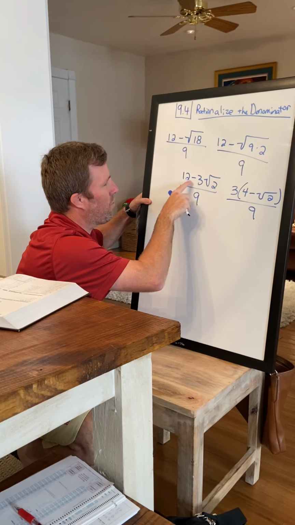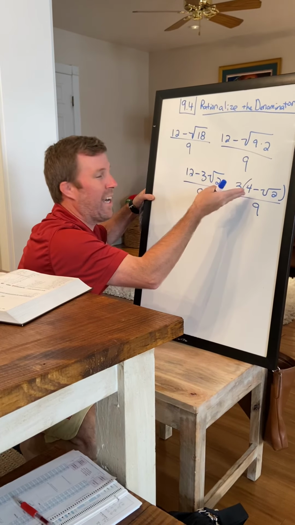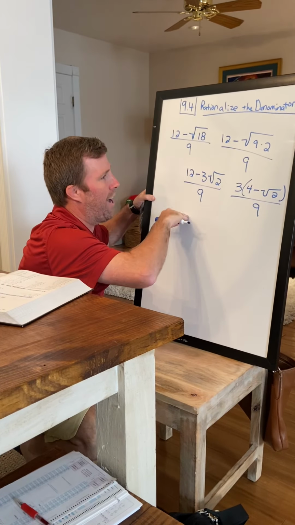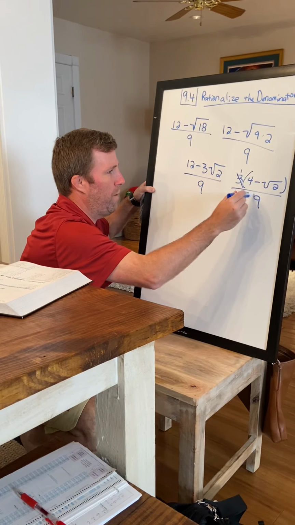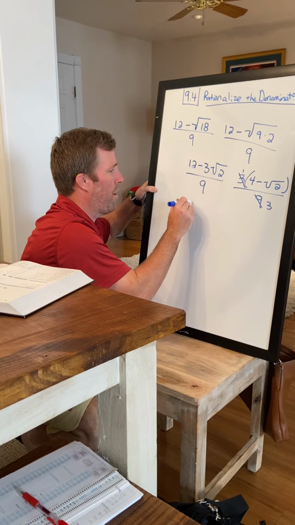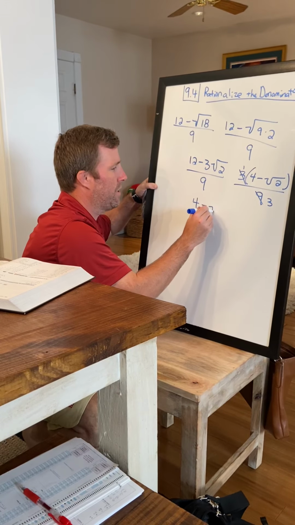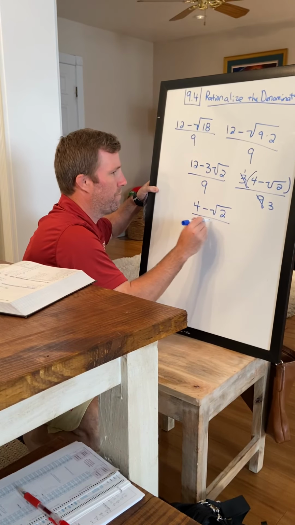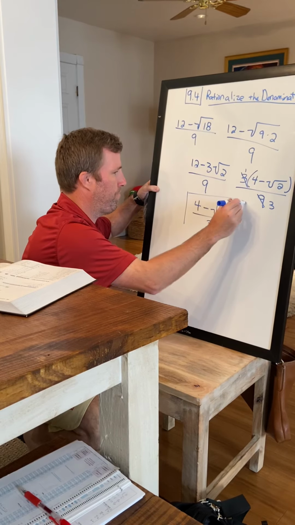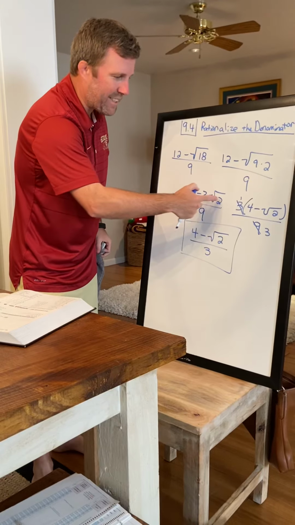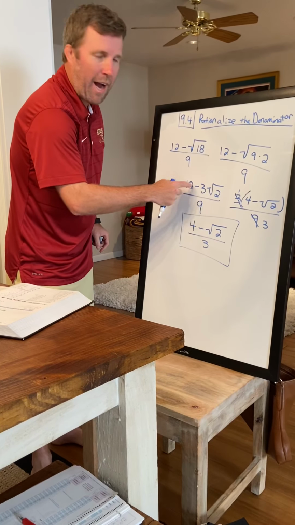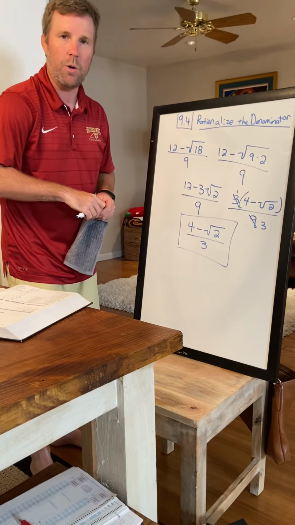So notice I had two terms up top. I recognize that 3 could go into both of them. I could take a 3 out. So I factored a 3 out, which left me with this. Now I can reduce 1 and 3. So my final answer is 4 minus the square root of 2 over 3. Okay? So it's very important on the last step, don't box this answer if there's a common factor we can take out and reduce. Okay?